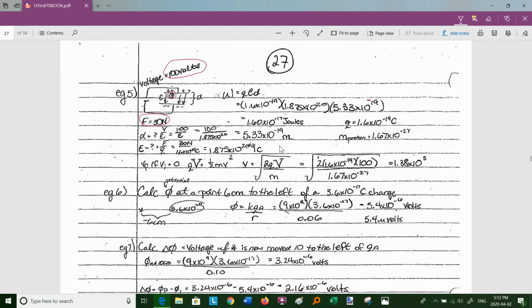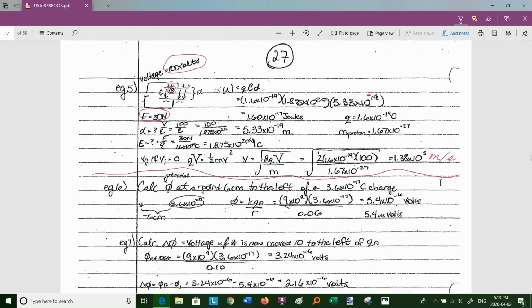Okay, and that is just some practice on those style of questions, and I can even get the speed with which that proton hits the negative plate, right? It's accelerating towards the negative plate. 2 times 1.6 by 10 to the minus 19 times 100 over 1.67 by 10 to the minus 27, 1.38 by 10 to the 5. Let's put the units in, meters per second. Okay, so that is an example using uniform electric fields to calculate some important parameters about those.